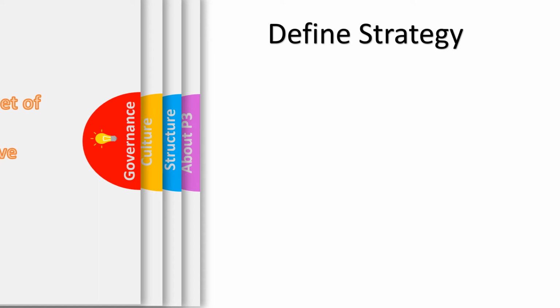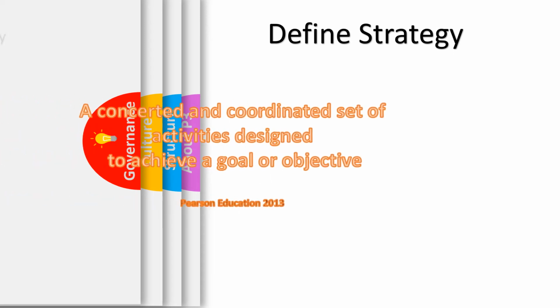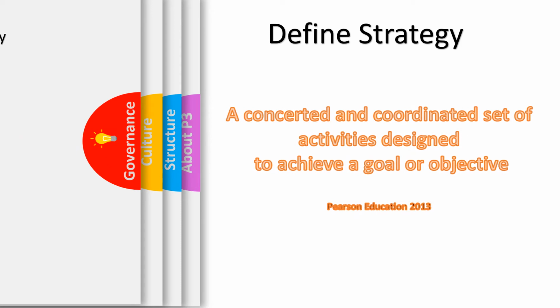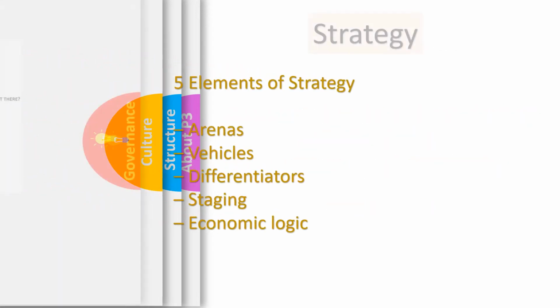So let's look at a definition for strategy. We take Pearson Education 2013, they provide a definition of a concerted and coordinated set of activities designed to achieve a goal or objective. Coordinated set of activities designed to achieve a goal or objective.